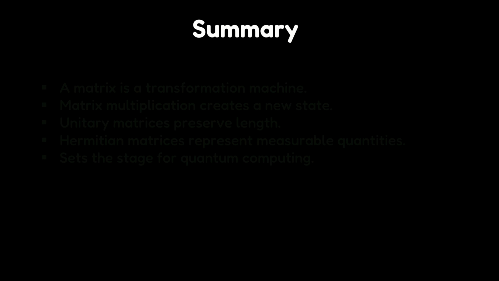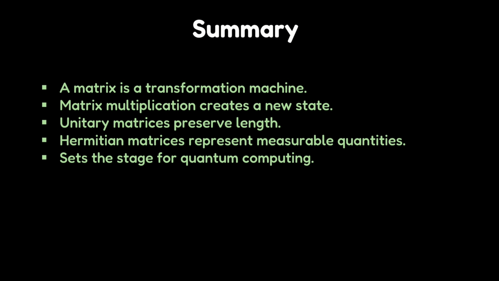Now let's review everything we learned today. A matrix is a transformation machine. You feed a vector into it and you get a new vector out. Matrix multiplication creates a new state. This is how bits, qubits and quantum systems evolve. Unitary matrices preserve length, they perform perfect reversible transformations. These will become quantum gates.